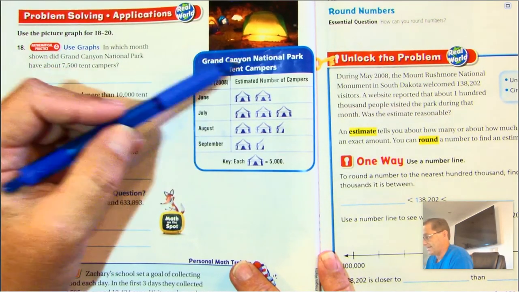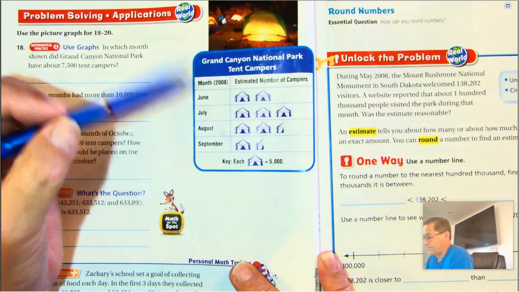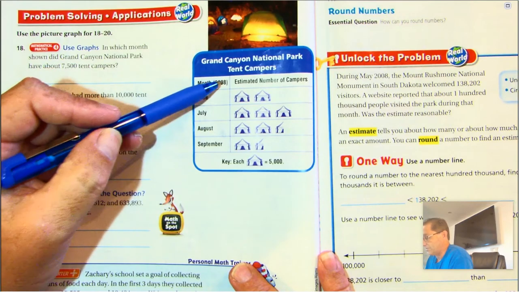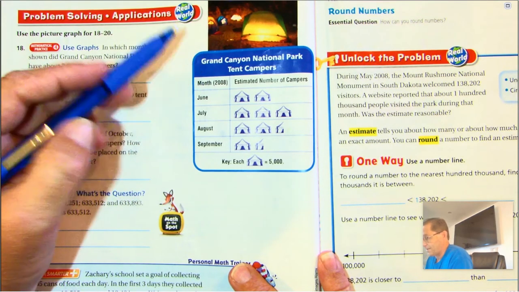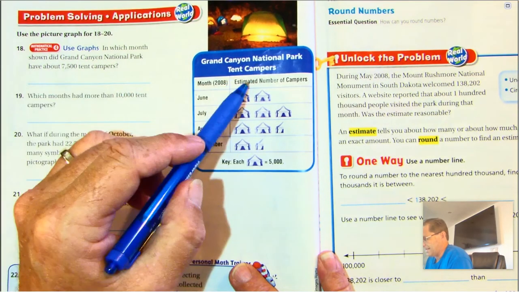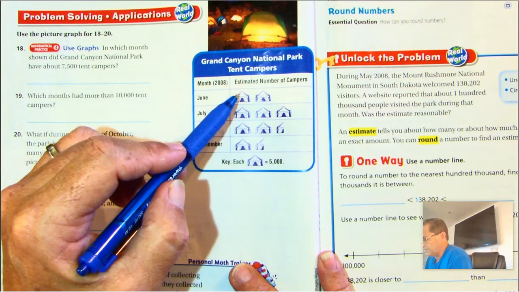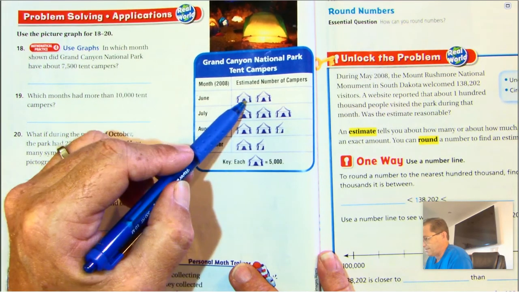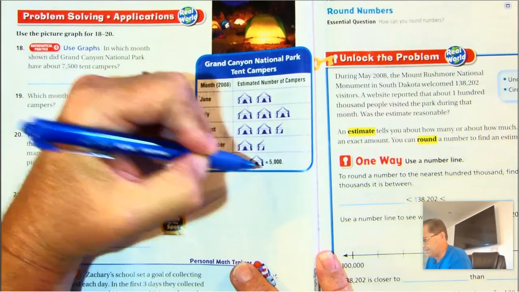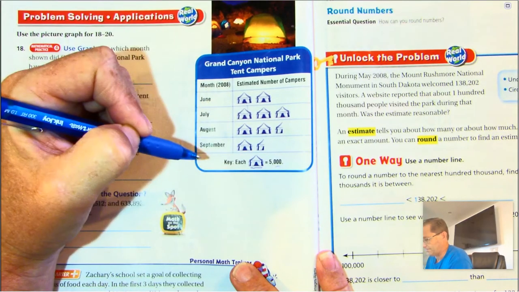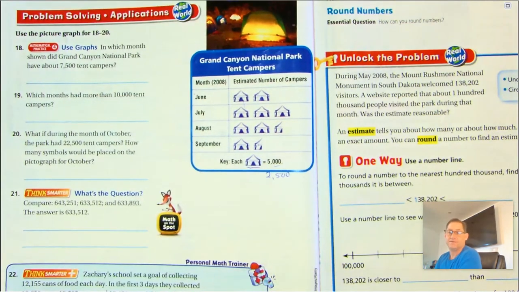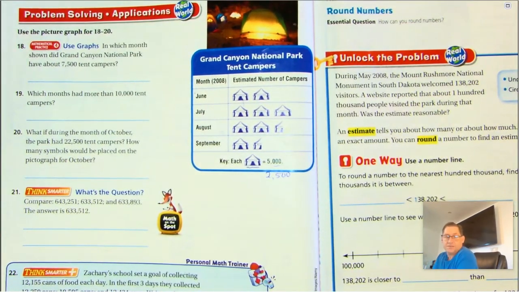Grand Canyon National Park tent campers. So they must be keeping track of people who sleep in tents at the Grand Canyon. And we have these months for 2008, so this is information from 2008. And we have 4 months: June, July, August, September. It says estimated number of campers. So does 2 and a half mean only 2 people stayed there? No, because when I look down here, it says each tent symbol is 5,000, and a half would be 2,500, because I know that half of 5,000 is 2,500.